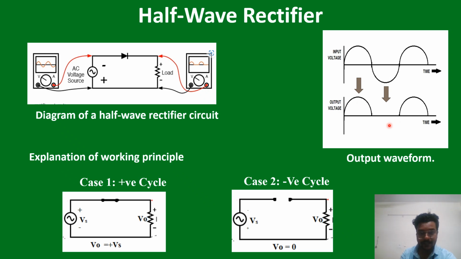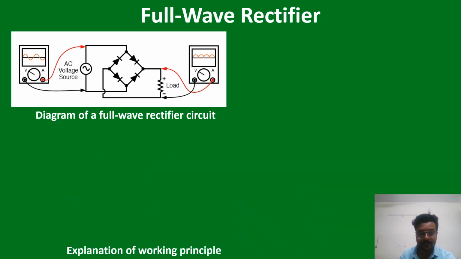If polarity gets reversed, then the diode will act as reverse biased because the positive terminal of the source is connected to the cathode terminal of the diode. So it will act as an open circuit. If the circuit is open, no current will flow and the output voltage will be zero. So for the second half, or we can say for the negative cycle, the output voltage will always be zero. For the first half cycle of input, we are getting one pulse in the output, so it is called a half wave rectifier circuit.